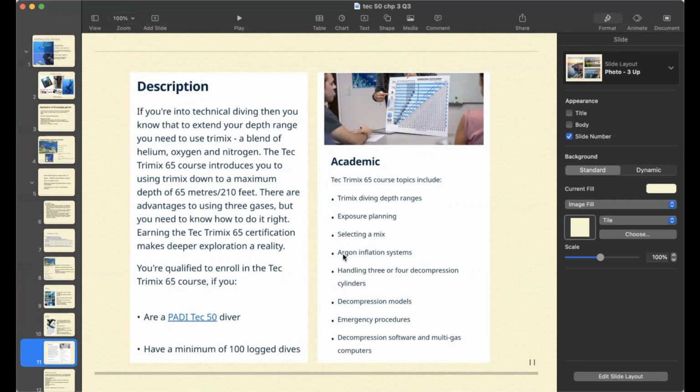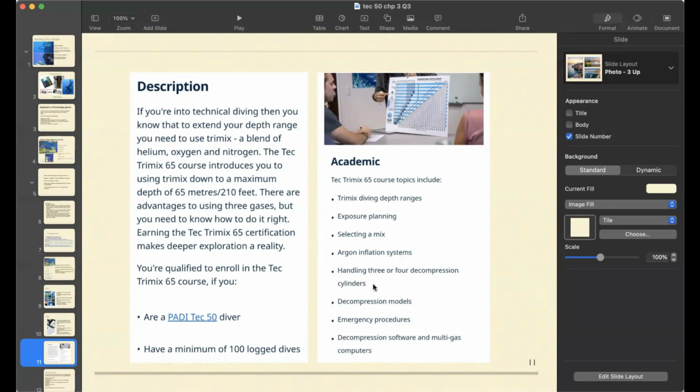Mixing the gases. Argon inflation system is for the dry suit. If you have done at least 20 dry suit dives, you'll be eligible to go for the argon inflation system. So that you know how to inflate and deflate your BC and the dry suit.